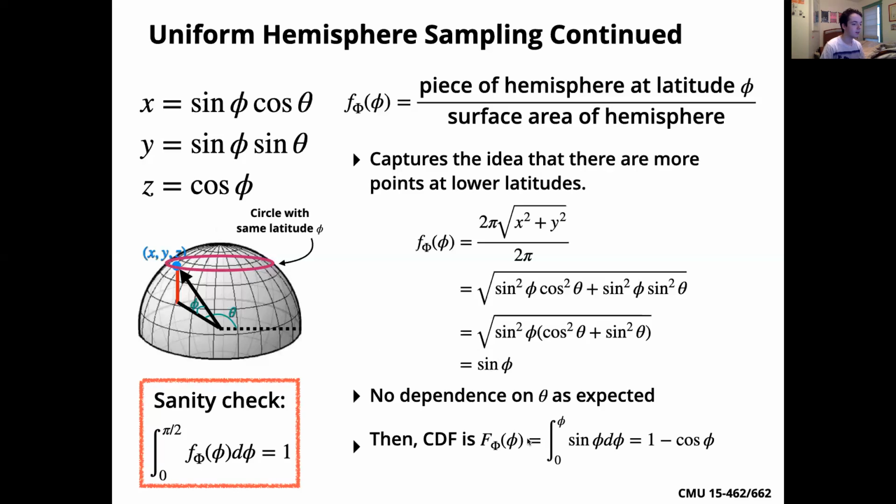And okay, so now let's compute the CDF. So that's just the integral. So it's 1 minus cosine phi. The integral from 0 to phi.